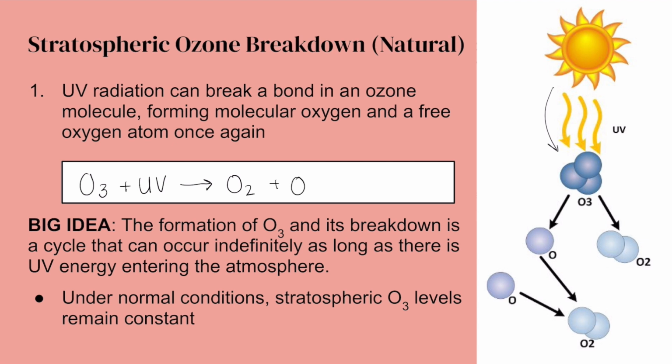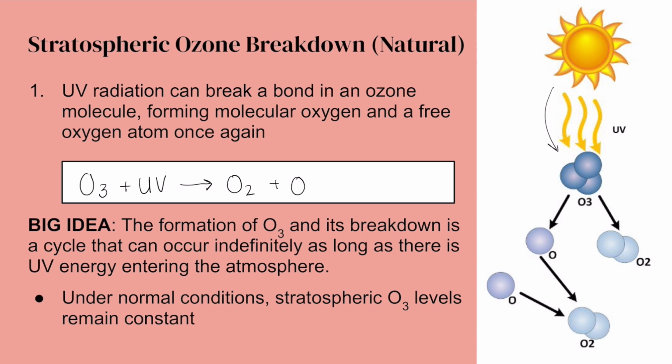and a free oxygen. So the big idea here is that the formation of ozone and then its subsequent breakdown is a cycle. It can occur indefinitely as long as there's UV energy entering the atmosphere. So as long as we have the sun and we have UV radiation coming from the sun, we are going to get ozone being formed and we are going to get ozone breaking down. So under normal conditions, our ozone levels remain constant.